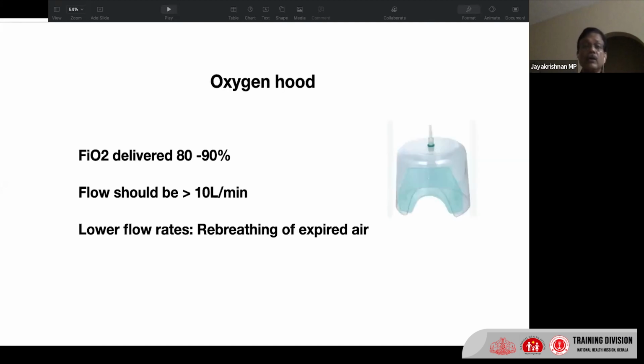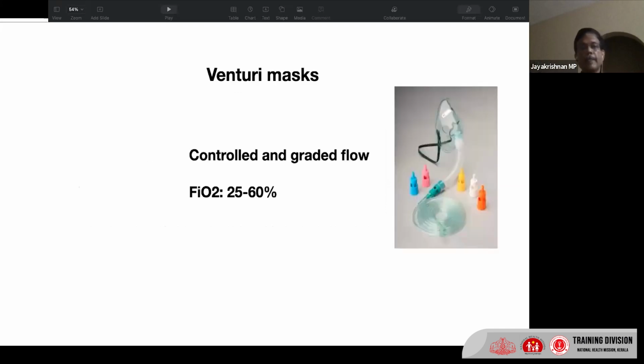And oxygen hood, we all know, we have seen babies, newborn babies, and also young infants, because it delivers high oxygen. It's a high flow system. The flow has to be more than 10 liter per minute. Almost 80 to 90% FiO2 is delivered with this. The more important thing is that you must keep the flow rate above 10 liter per minute. Otherwise, what will happen? Rebreathing of expired air, carbon dioxide will be rebreathed again and again. So it's important that the flow rate has to be more than 10 liter per minute in an oxygen hood.